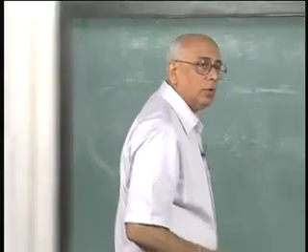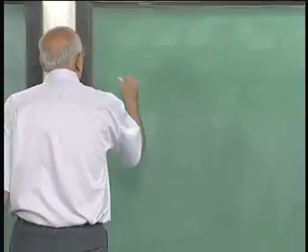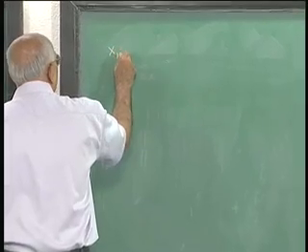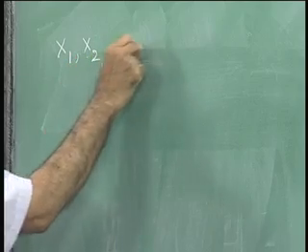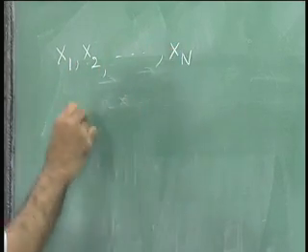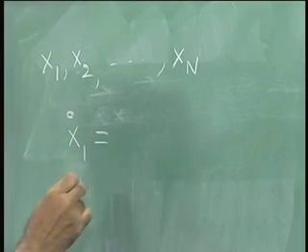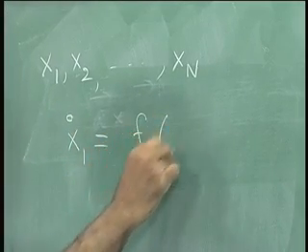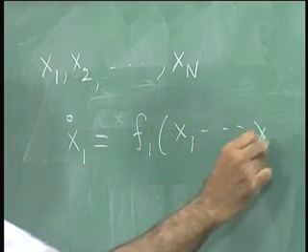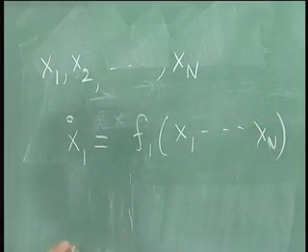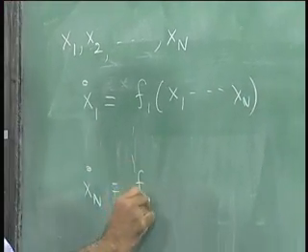And the answer is the following. Recall that our general dynamical system involved variables x1, x2 up to xn, and we had an equation x1 dot is f1 of all the variables, and so on up to xn dot is fn.